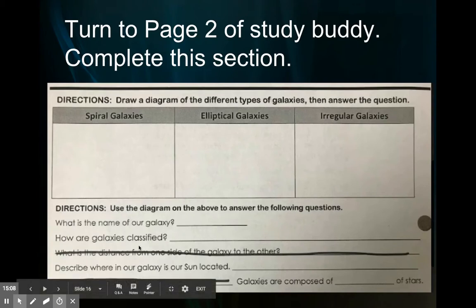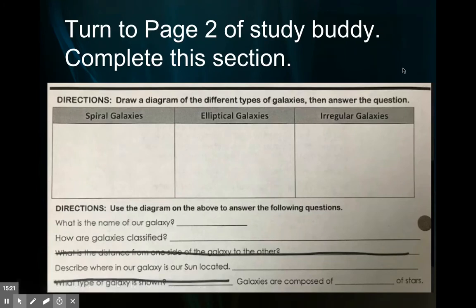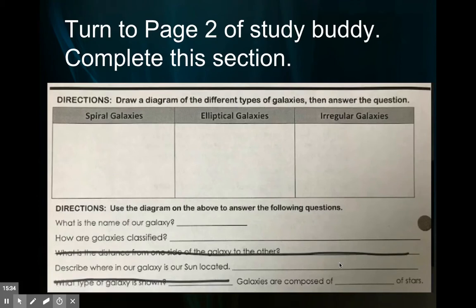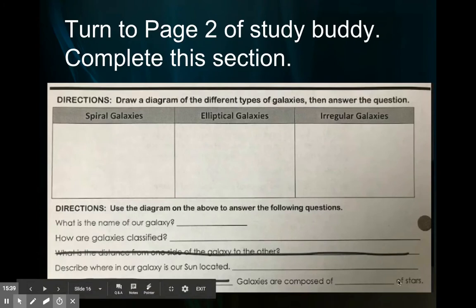So I crossed out the ones I did not want you to answer, which are number 3, and then this one down here at the bottom that my screen is covering up, but I'll show it to you. I'll move my mouse and you'll be able to see it. So what is the name of our galaxy? We're going to answer that one. How are galaxies classified? Describe where in our galaxy is our sun located, and then galaxies are composed of blank of stars.